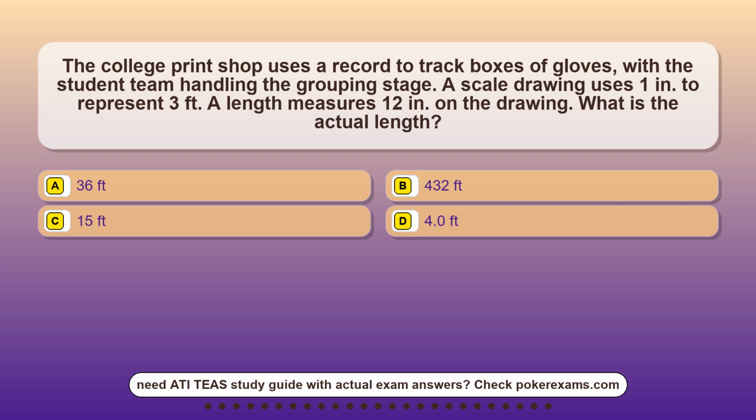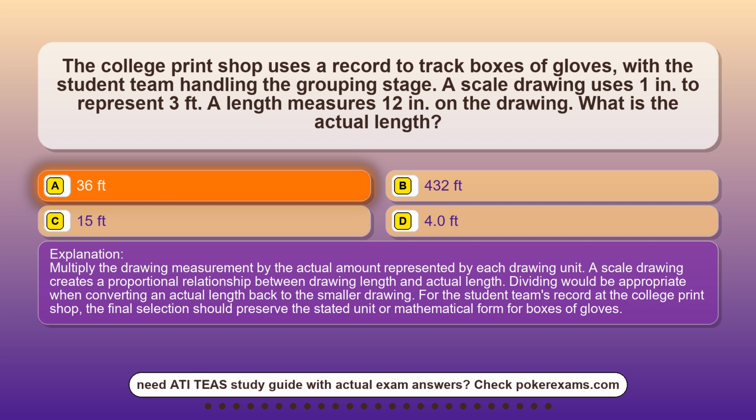Question 5. The college print shop uses a record to track boxes of gloves, with the student team handling the grouping stage. A scale drawing uses 1 inch to represent 3 feet. A length measures 12 inches on the drawing. What is the actual length? Option A, 36 feet. Option B, 432 feet. Option C, 15 feet. Option D, 4.0 feet. The correct answer is option A, 36 feet.